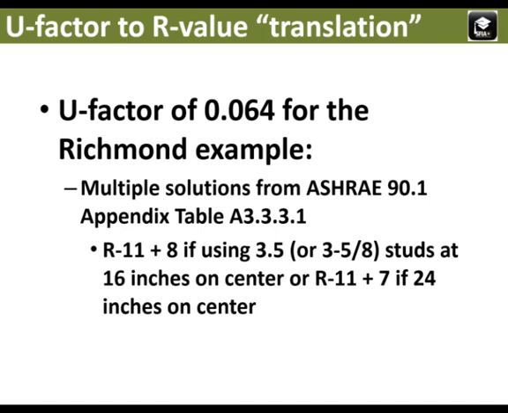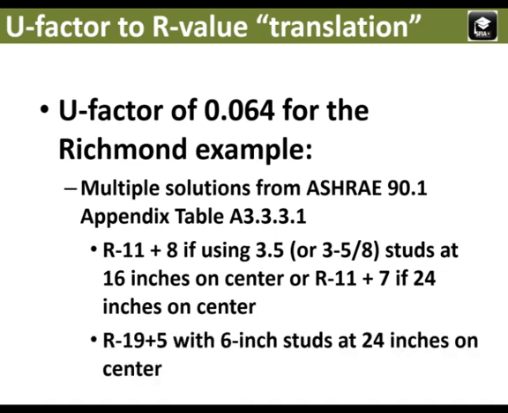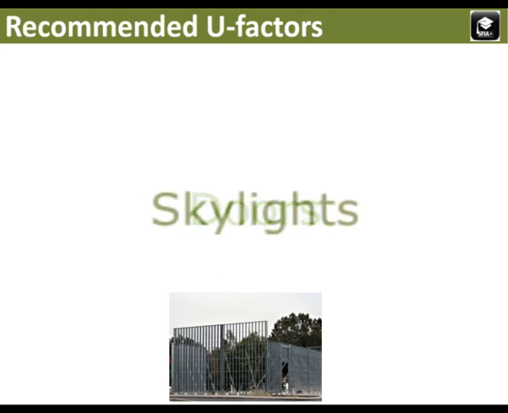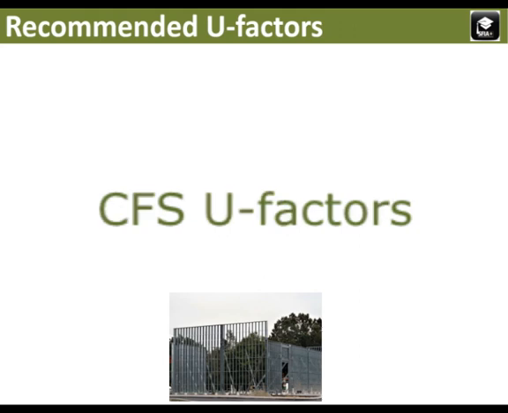If your wall studs were 6 inches instead of 3 5/8, then R19 plus 5 is an acceptable solution in the 90.1 appendix table. For windows, doors, and skylights, manufacturers provide the U-factors and products are required to be labeled. For fairly conventional steel-framed wall, floor, and ceiling assemblies, there are several published sources from reputable organizations.